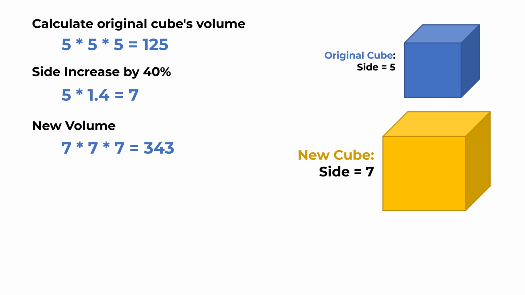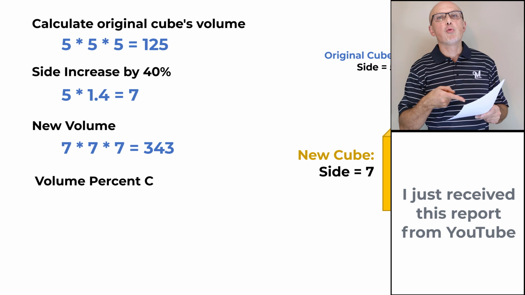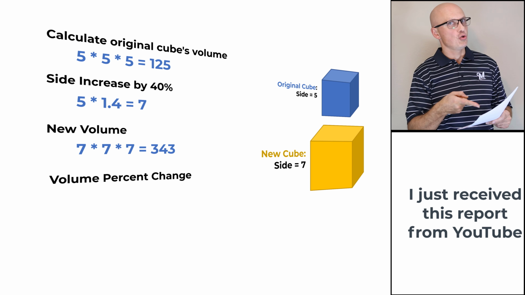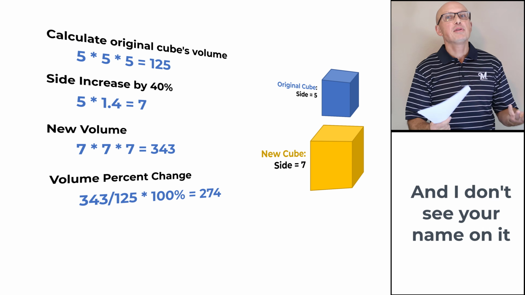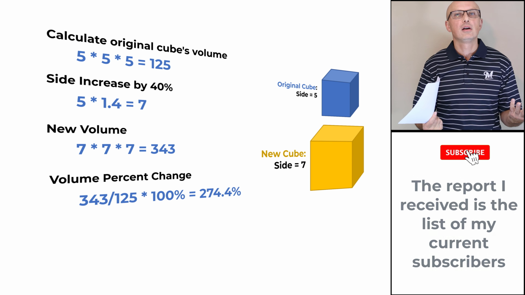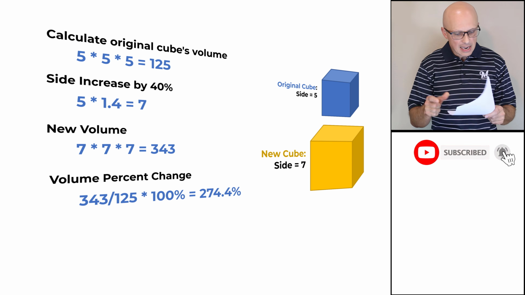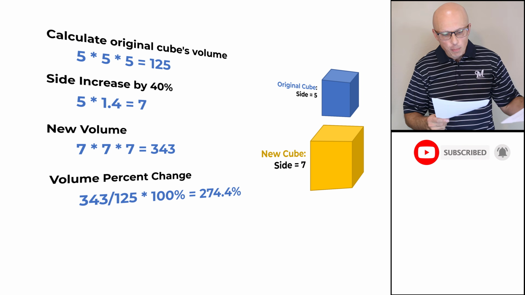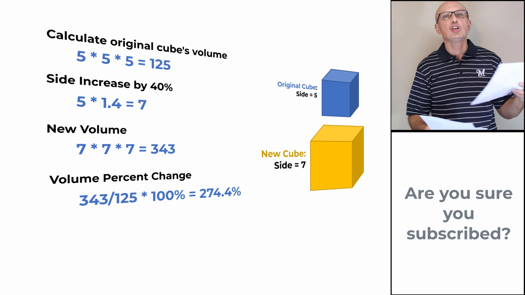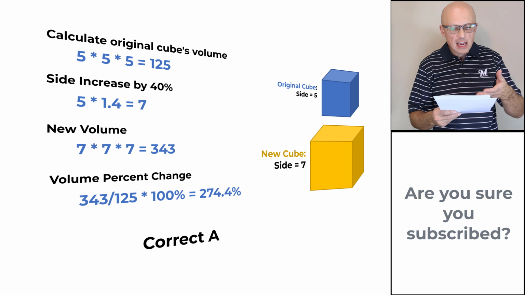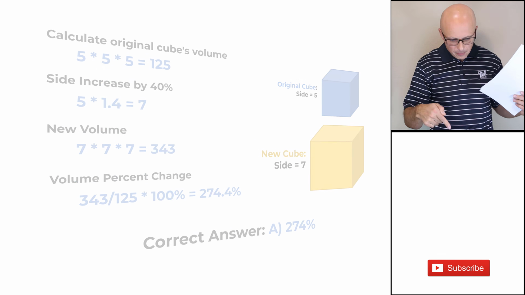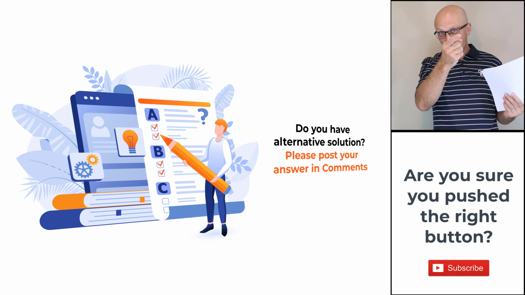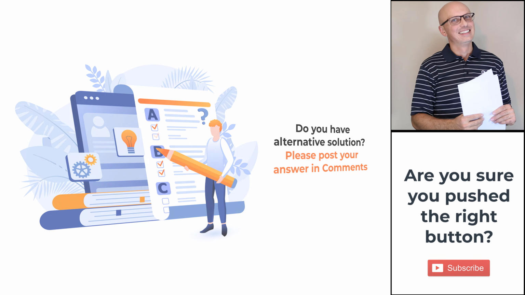The volume change in percentages then can be calculated as new volume 343 divided by old volume 125 and multiplied by 100%. The end result of this calculation is 274.4%. So the correct choice here is choice A, 274%. Hopefully you've nailed this question and now know how to answer similar problems on the test.